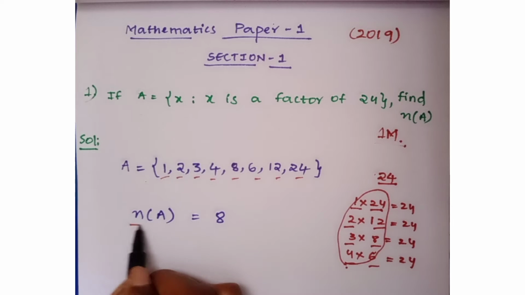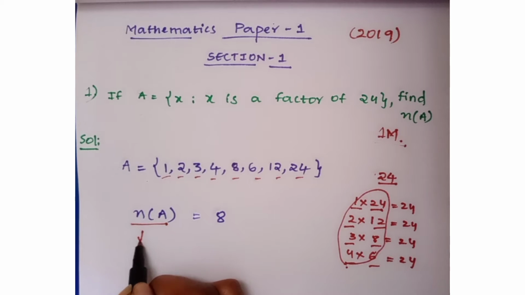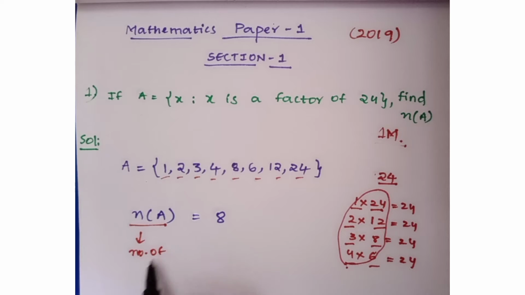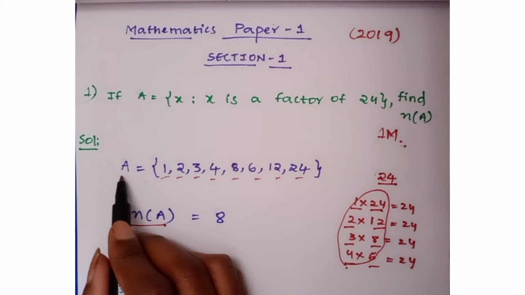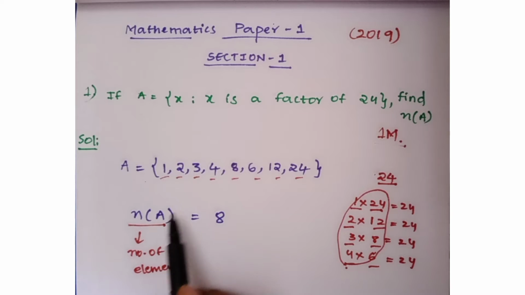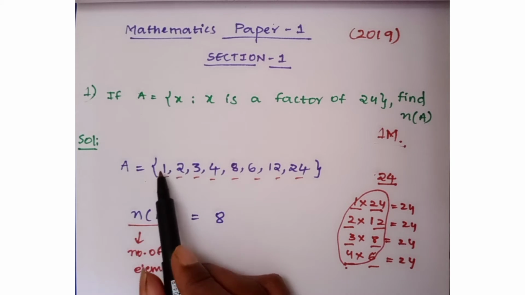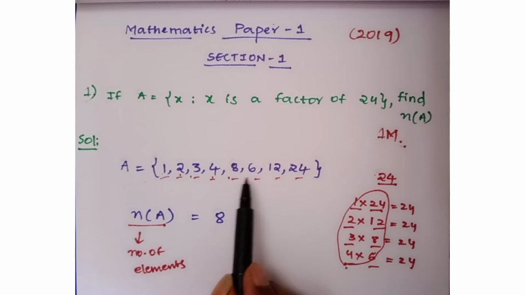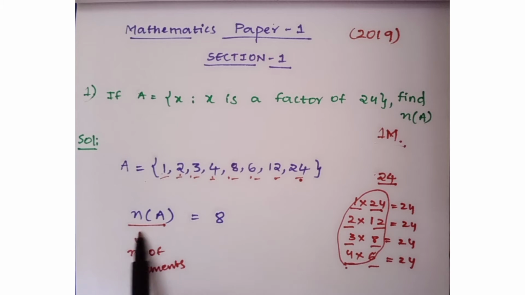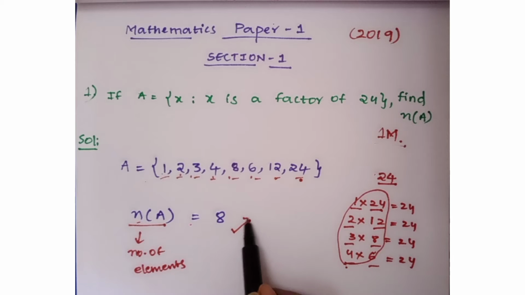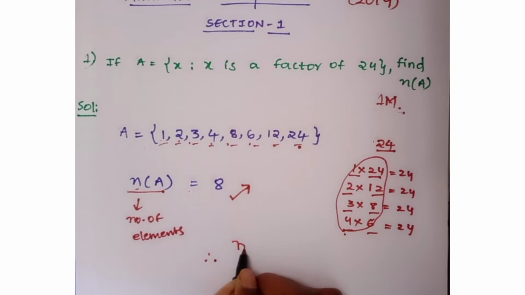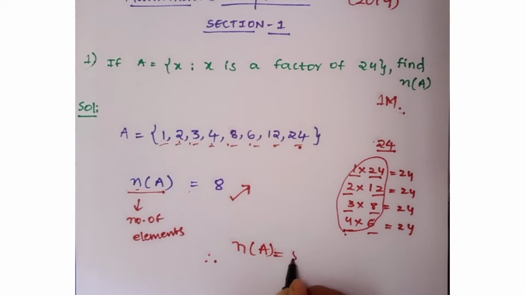So what is n(A)? n(A) is nothing but the number of elements present in set A. You need to count how many elements are present in set A. When you count, it is 1, 2, 3, 4, 5, 6, 7 and 8. So n(A) is nothing but 8. So this is the final answer. The final answer is, therefore, n(A) is 8.